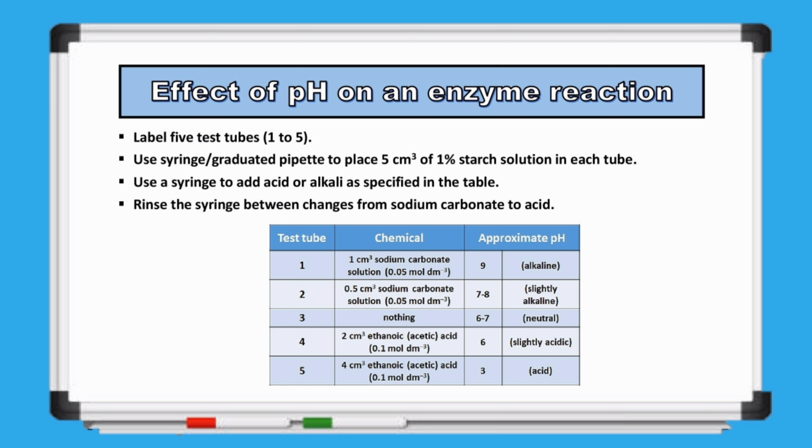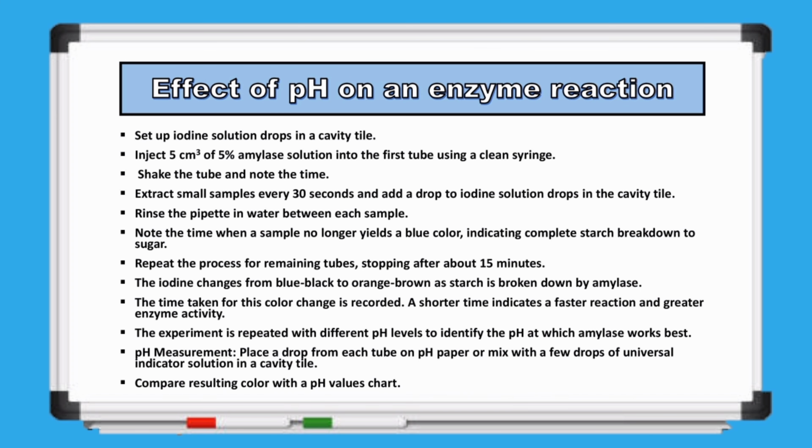By comparing how the enzyme works in each test tube, we'll be able to see how pH levels can influence enzyme activity, whether it speeds up, slows down, or stops the reaction altogether. Then, to continue the experiment, we prepare a cavity tile by placing drops of iodine solution into several of its wells. Using a clean syringe, we then add 5 cm³ of 5% amylase solution to the first test tube. After gently mixing the contents, we start the timer.